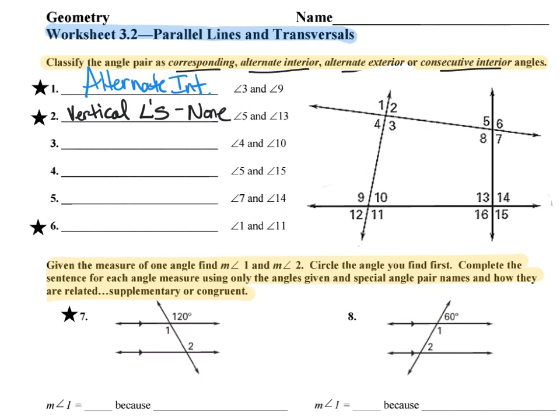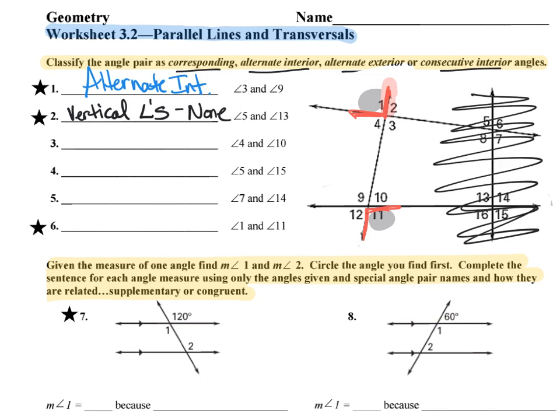Question 6 asks us to look at angle 1 and angle 11. And those two angles right there are here and here. I don't have anything highlighted on this side of the picture. And again, we are looking for all the same things. Are those two angles on the inside? Are they on the outside? Are they on the same side of the transversal? Transversal being this one, or are they on different sides?